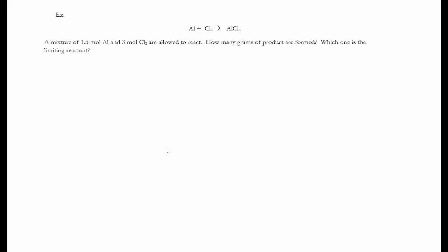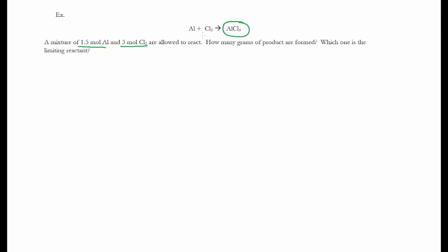In this limiting reactant problem, I'm given 2 different quantities of my reactant, 1.5 moles of aluminum and 3 moles of chlorine. I'm asked how many grams of my product, aluminum chloride, are going to be formed. So I'm going to figure out how many grams of aluminum chloride 1.5 moles of aluminum can produce, and how many grams of aluminum chloride 3 moles of chlorine can produce. Whichever one produces the least amount, that's how many grams of aluminum chloride will actually be able to be produced. And whichever one produces that amount is your limiting reactant.